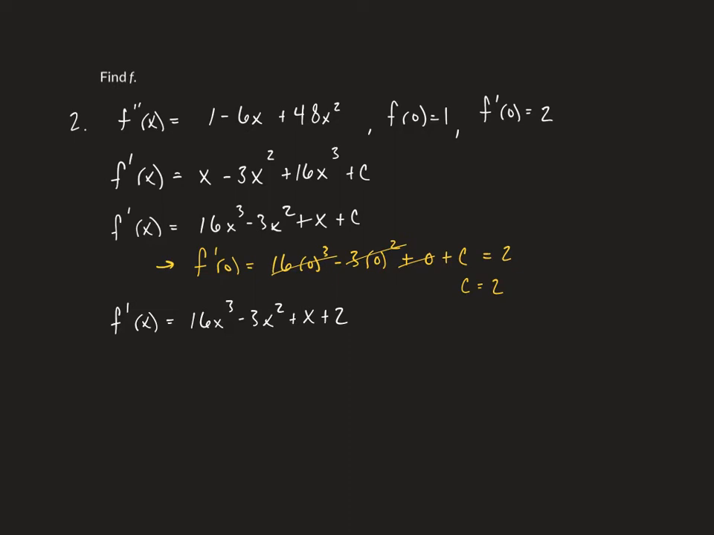And that's nice to have that information now because we have to find f, so we have to go up one more. We have to take the antiderivative of f prime of x, and that's going to give us f of x.